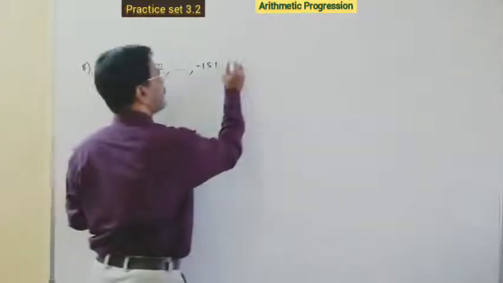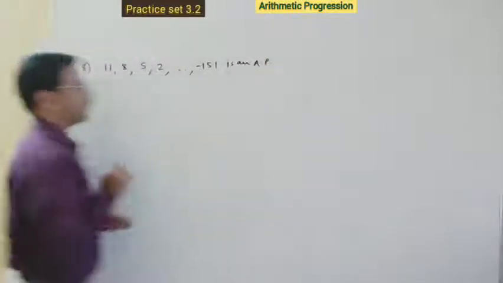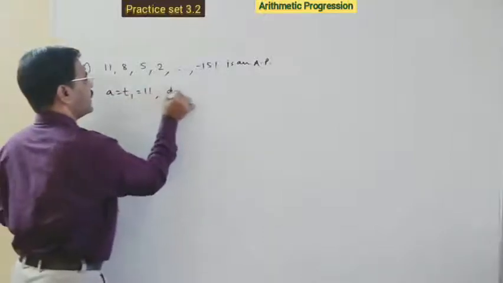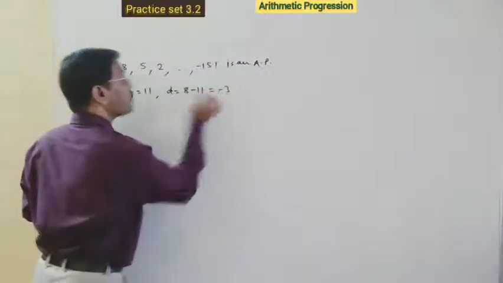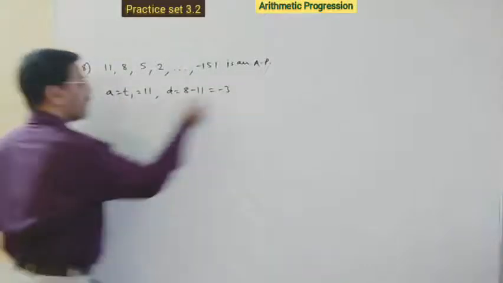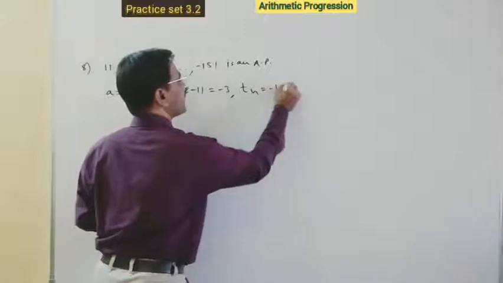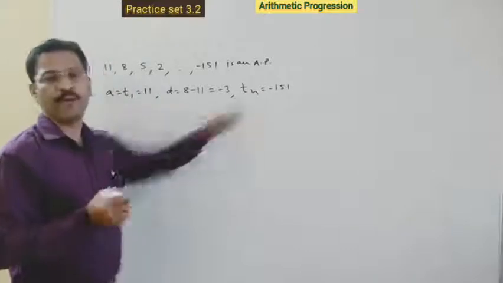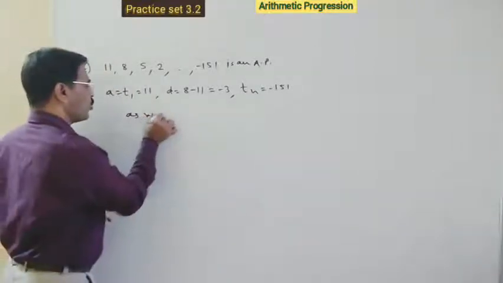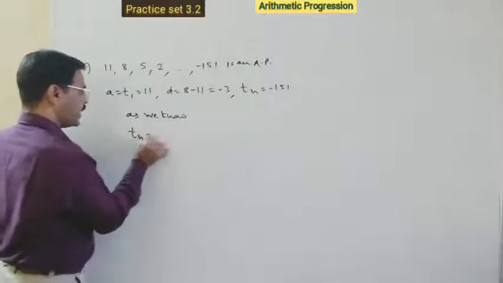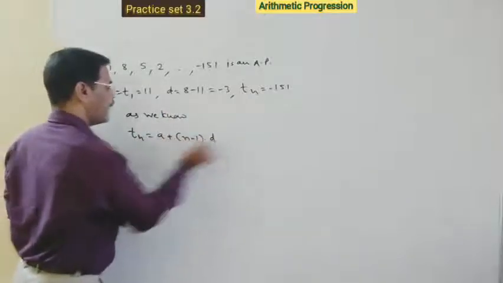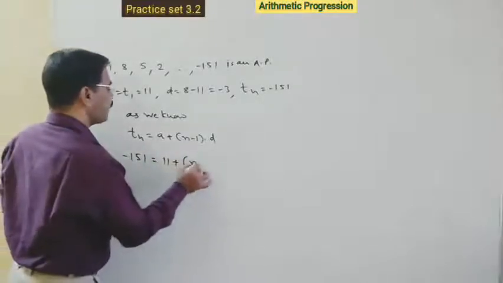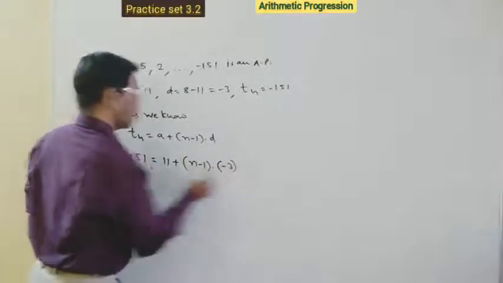See, here an arithmetic progression is given. Look here friends, a, that is t1, is equal to 11 and d is equal to 8 minus 11, which is minus 3, remember. One more thing is given: tn is minus 151. So we are going to find n. This is what we have to find. Very simple. As we know the formula Tn equals a plus n minus 1 into d, we'll put minus 151 here, a for 11, n which we don't know, and d for minus 3.